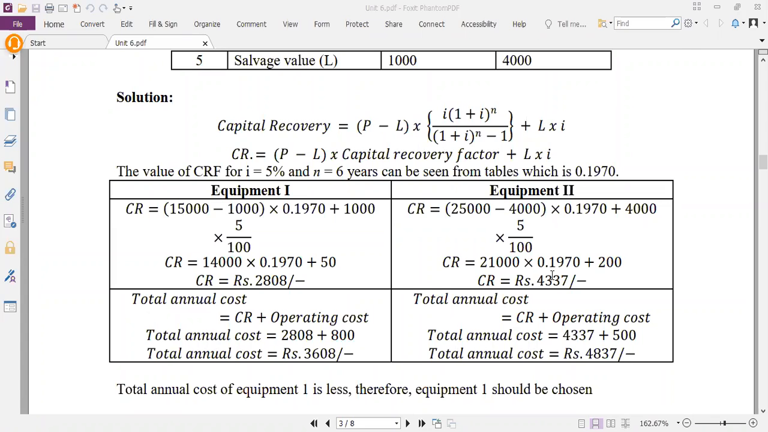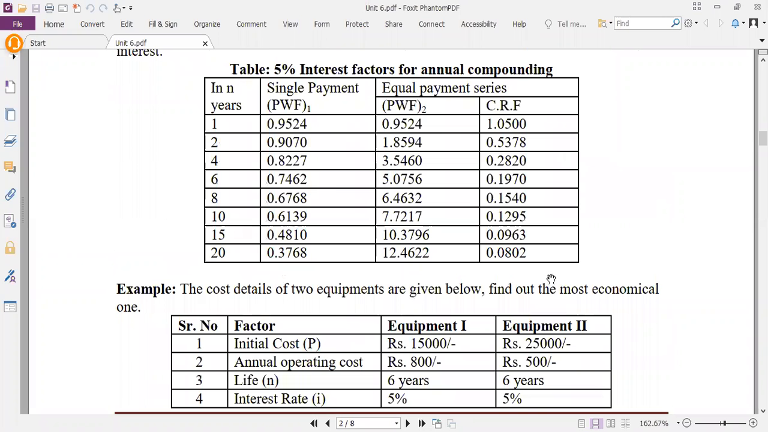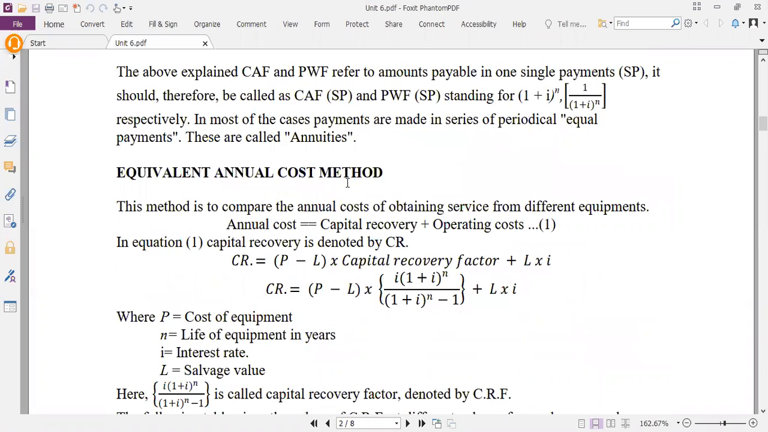Okay, so once again we will go through this example. The equivalent annual cost method: if more than one equipment is required to be purchased, then these are compared based on this method, which is named the equivalent annual cost method. So we have to calculate the annual cost of the equipment. How to calculate annual cost? Annual cost is calculated with the help of capital recovery plus operating cost. Then how to calculate that capital recovery?